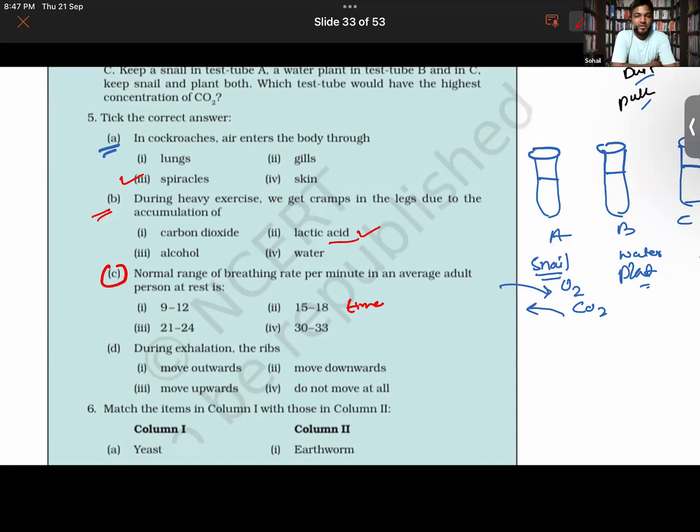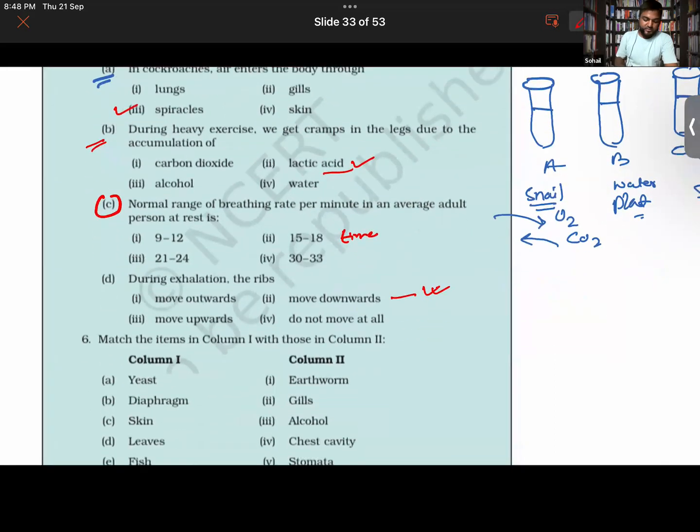Inhalation is an active process in which energy is required. We lift up the ribs, and the diaphragm moves downward. When we exhale, the air goes out, and the diaphragm moves upward. Good.